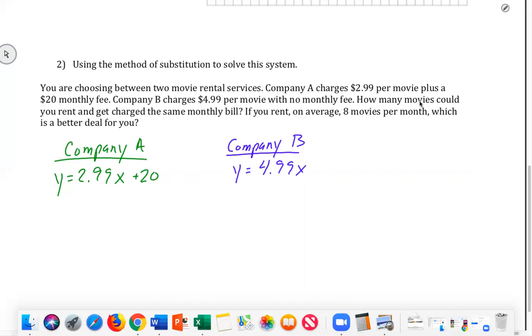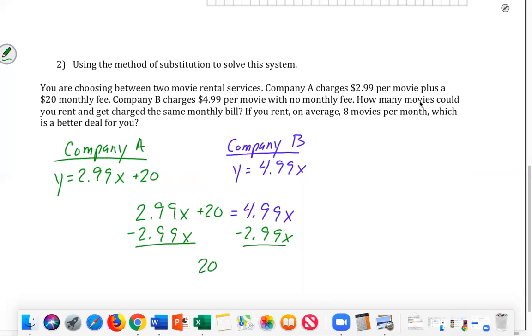Now, you could answer that pretty quick, okay, by just plugging in 8, but let's go ahead and do it this way. Now, company A is equal to y, and company B is equal to y, and y is representing the total cost. So I can actually just say 2.99x plus 20 equals 4.99x. I can also do substitution this way. I'm substituting in what y is equal to. Here I didn't have to solve anything. It's nice and simple. Go ahead and subtract 2.99x from both sides.